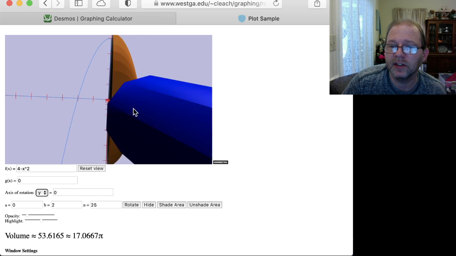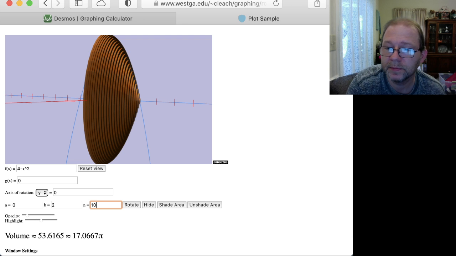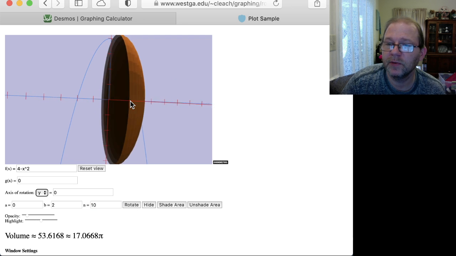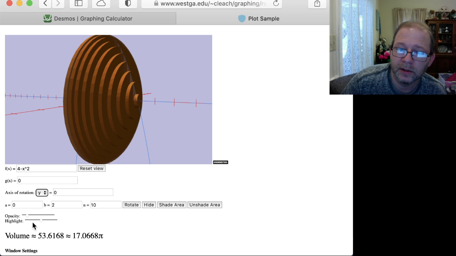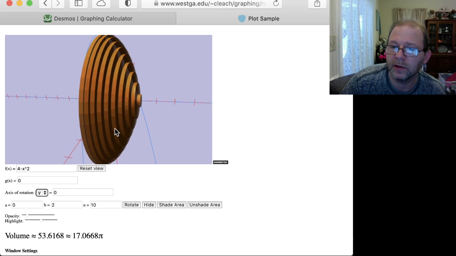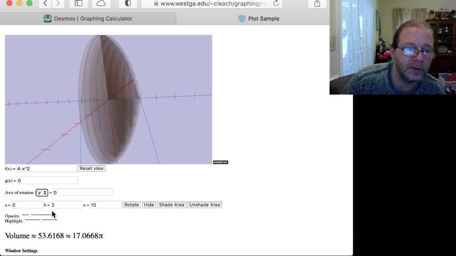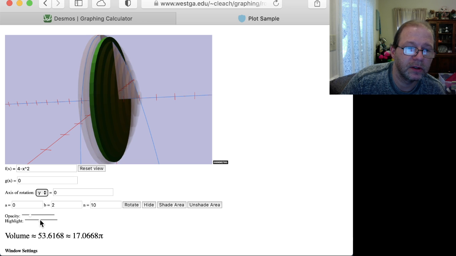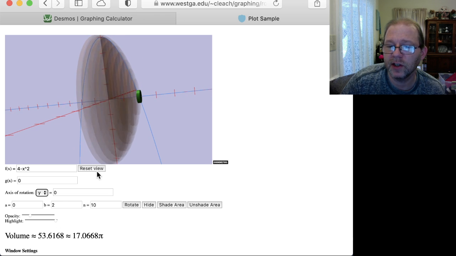If we look at it from the side, I'm going to turn this down to 10. If we do this, we're approximating the volume of this solid by just looking at 10 different disks. We're cutting this into disks from the side. I can adjust the opacity here, so we can see the different disks. We've got a bunch of disks stacked up on top of each other, and this tool tells you the approximate volume. It's 53.6, or 17.06 pi.